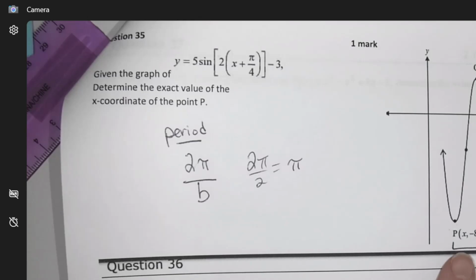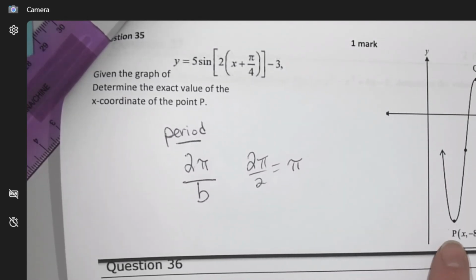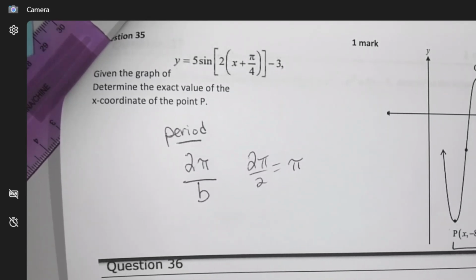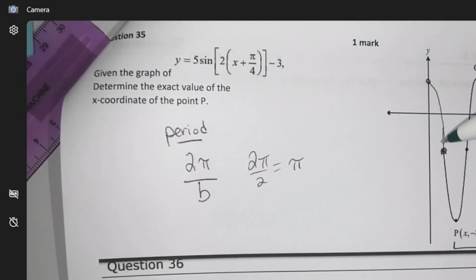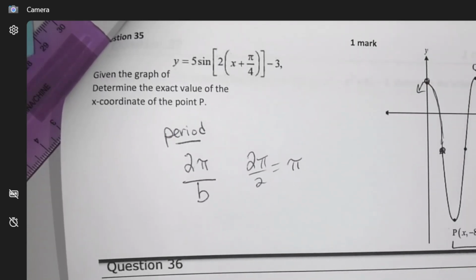So what is the x value going to be? If this is pi, then this is? Pi over 2. So thinking about it continuing, there would have been a point there, and then we would have actually started right there, because 0 to pi is a cycle.